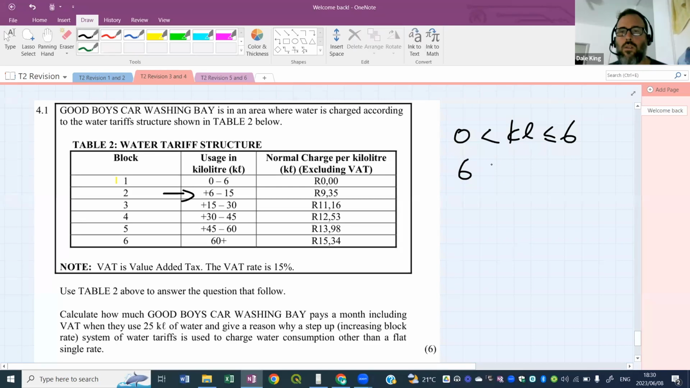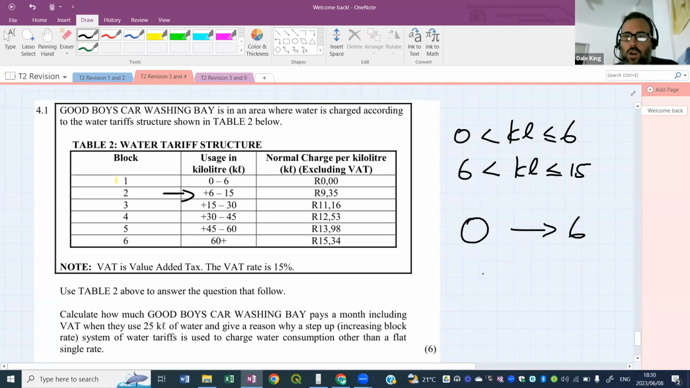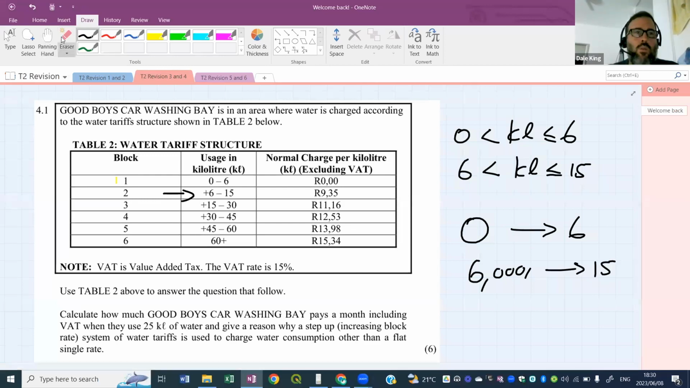Yeah, that's right. So when your kiloliters are greater than 6, but less than or equal to 15. Sometimes I'll use inequality signs like this. It's just another way of showing that there's an interval from 0 to 6. If you go over 6, for example 6,0001, then you're in the next interval, and that goes all the way up to 15. So it's just one way of showing above 6.